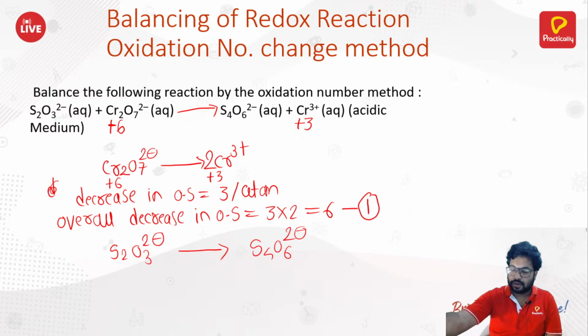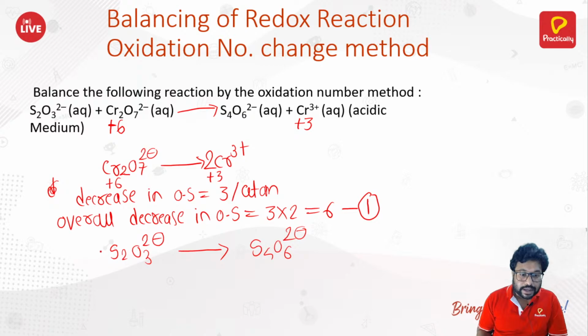See, in S4O6 2-, how many sulfur atoms do you have? You have 4 sulfur atoms there, right? And here how many? 2 sulfur atoms. That means you need to balance it by putting 2 here. Now you have 4 sulfur atoms on each side.